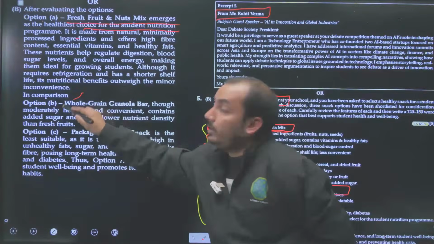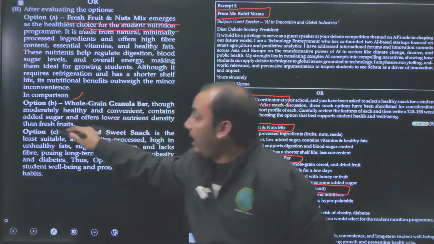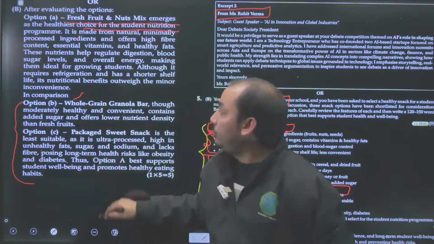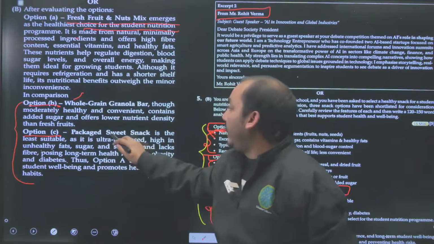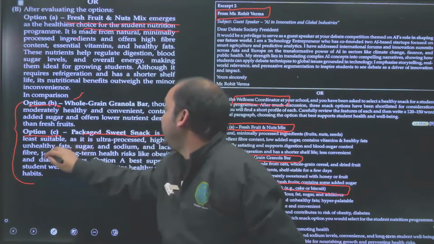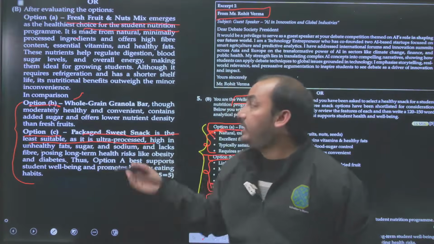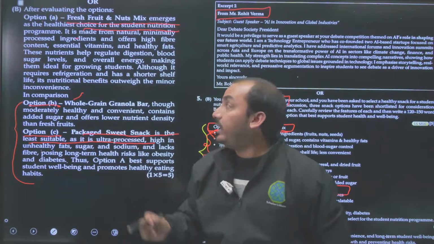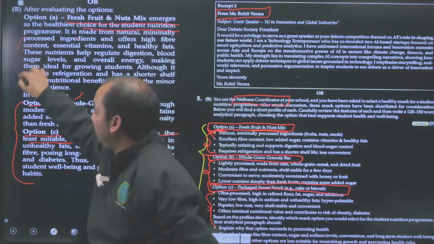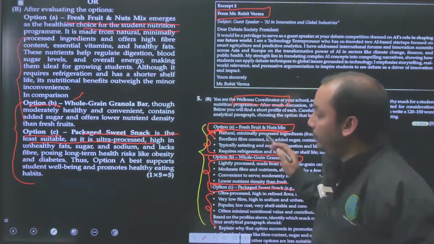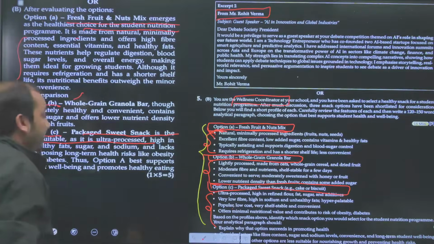So from here to here, why you have chosen that option? You have to mention it, and after that, you have to describe other options too. Option B, you have also chosen option B, option C. Why you have chosen? And also it is written that packaged snack is the least suitable as it is ultra processed. It means all disadvantages, advantages, merits, demerits, and what have you chosen and why have you chosen. You have to mention from this for this question. So 5B, but you have to do any one of them, option 5A or 5B, not both of them.